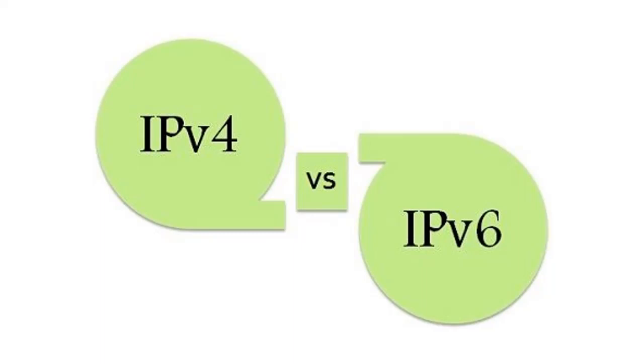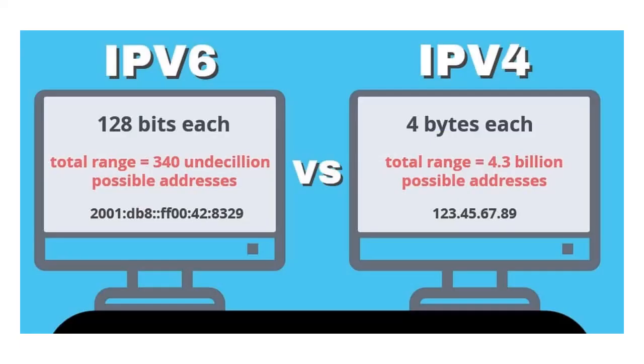There are also two types of IP addresses. The first one is the most common one, called IP version 4, and the second type is IP version 6. IP version 4 is the current version of IP addresses. It's a 32-bit numeric address written as 4 numbers separated by periods. Each group of numbers separated by periods is called an octet.